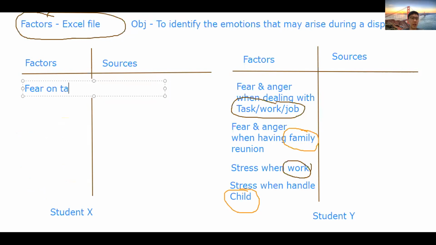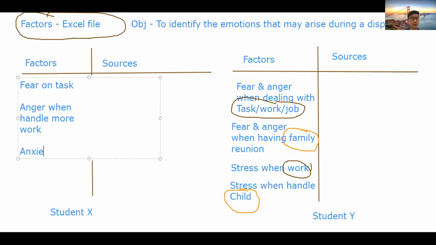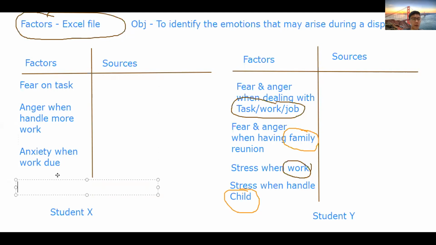Fear on task. Anger when handling more work. Anxiety. Am I spelling correctly? What's the spelling for anxiety? Let me see. X-I-E. Okay. Anxiety when due date. Then anger when child cry.